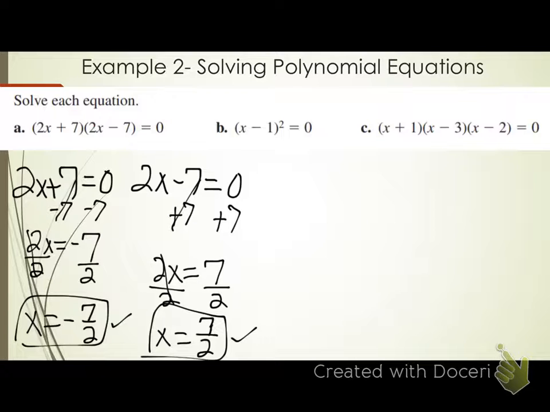Do I have any repeated roots here? Do I have 2 of the same number? No, I don't have any repeated roots. Negative 7/2 is different than 7/2. So no repeated roots here. We good with that one? Can I erase and move to letter B?